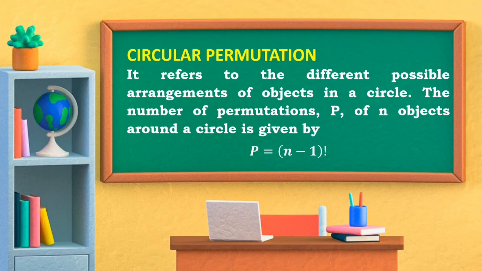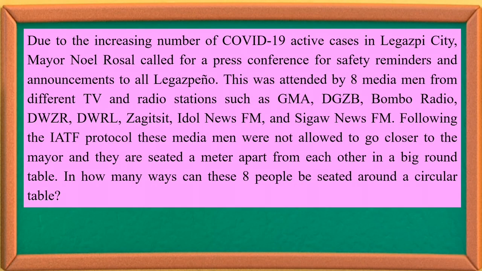Now let us proceed to circular permutation. It refers to the different possible arrangements of objects in a circle, or you are arranging the objects in a circular manner. The number of permutations P of n objects around a circle is given by P is equal to n minus 1 factorial, where P is the permutation of objects and n is the total number of objects. Let us try this example.